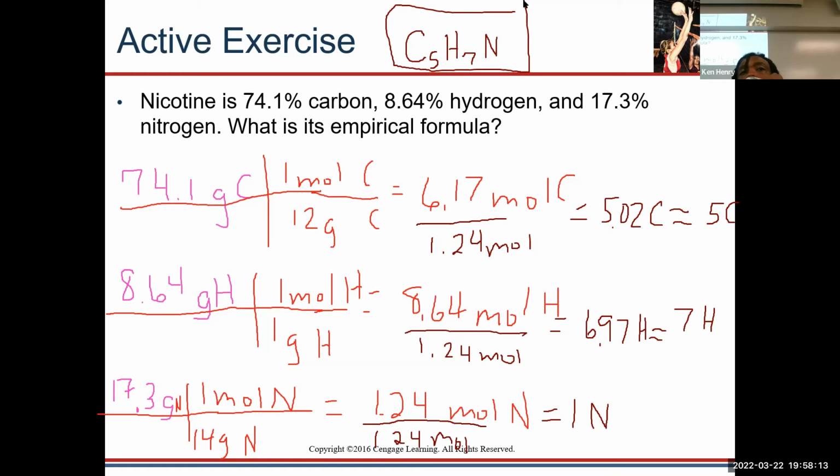Why? Because you want to use the smallest number. You're using that as your reference because your smallest one is always going to be 1. So that's going to be your 1, and it's all going to be based upon that. You always divide by the smallest one.